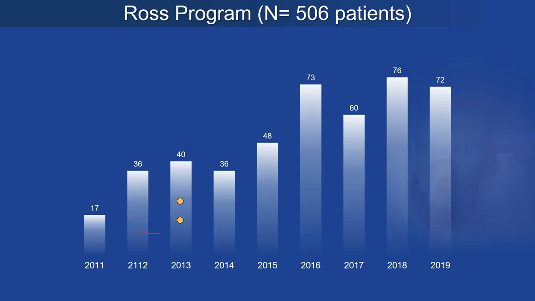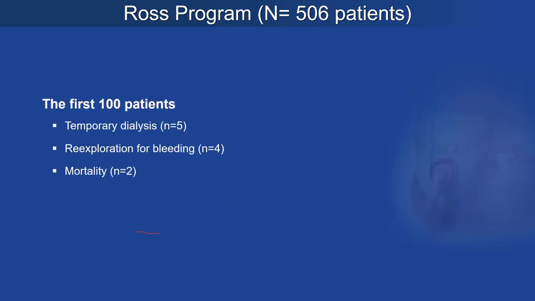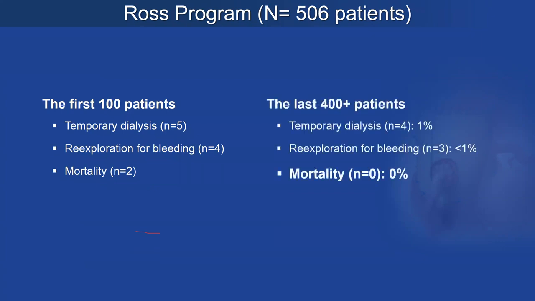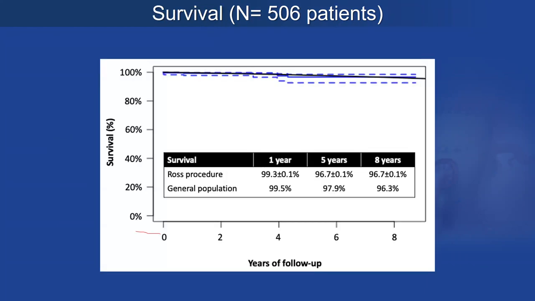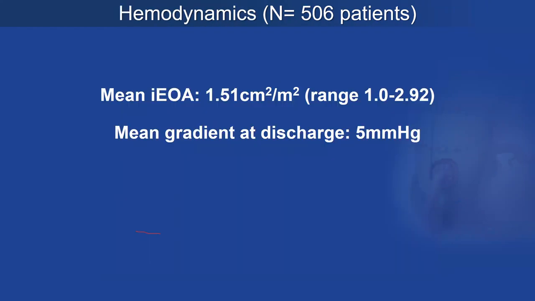You see the two yellow dots are both mortalities in our series. In fact, they both occurred in our first 100 patients, together with most of the morbidities associated with the operation. But in the last 400 plus patients, you can see that it's become even more safe as we've gained experience with it. Survival of our patients so far is similar to the general population.